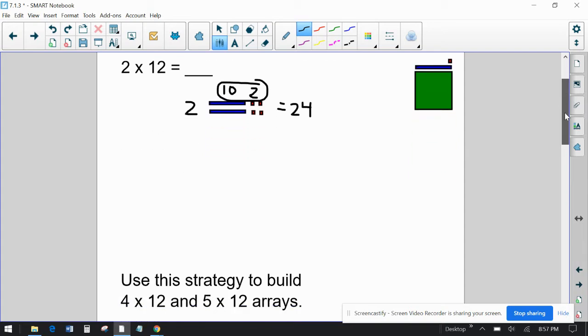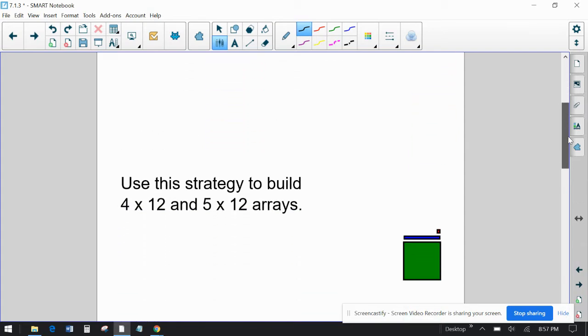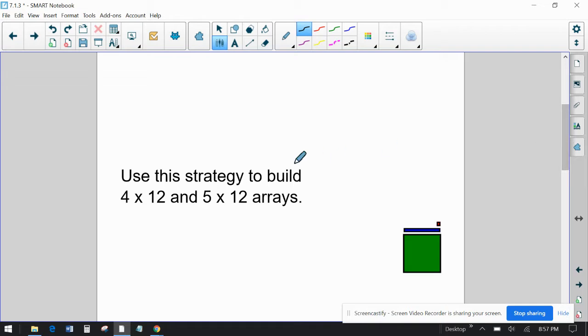Let's continue. I'm going to skip times 3. We're going to go to times 4 and times 5. So we could do base 10 blocks once again for 4 times 12. Oops, these are not on cloner. So let me do this real quick.